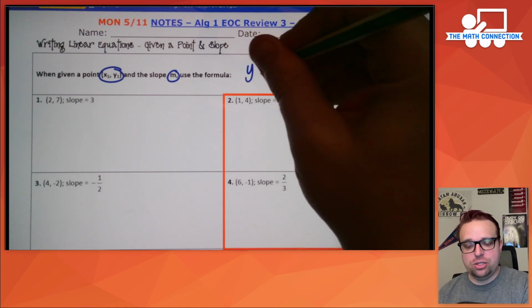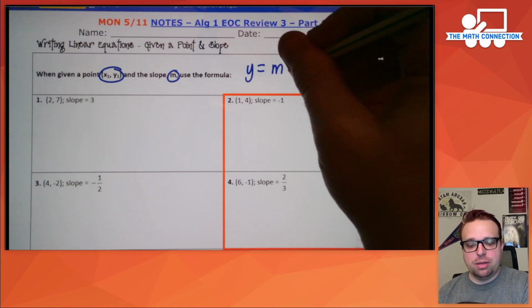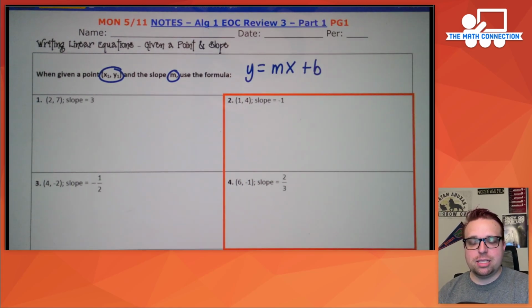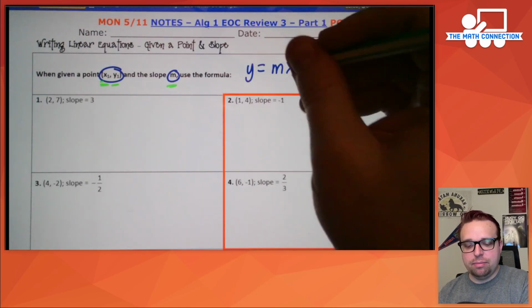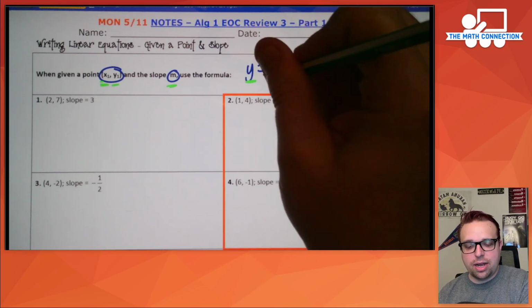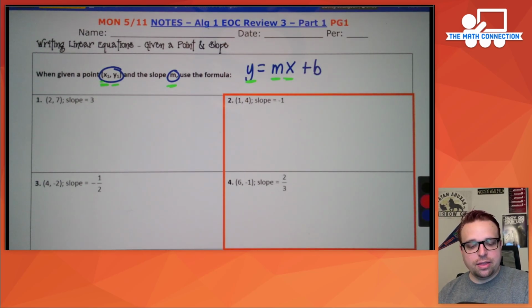If the equation in slope-intercept form is y equals mx plus b, right here you have x and y and m, and the thing that you don't have is b. So if you can solve this equation for b, then you can write an equation that fits this line that could be used for any point. So here we go, we're going to do one.